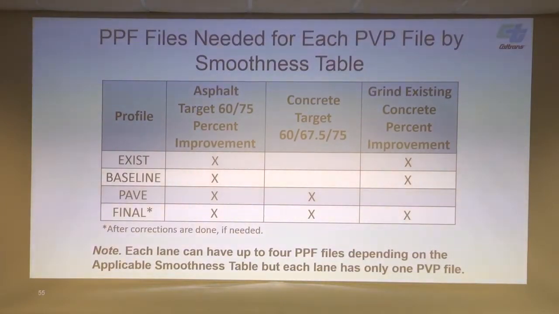Okay, so the pavement profiles needed are a function of the type of pavement we're building. If we're building HMA pavement or asphalt pavement, we have 4 profiles we have to get. If we're building a new concrete pavement, we don't really care about the existing or baseline. We just want the pave and the final. And if we're grinding existing concrete, the specs for grinding existing essentially say you have to get a 40% improvement over the MRI that's out there. So obviously we need to know the existing and we need to know the final. But we're going to ask for the baseline file because we know they're going to run that baseline. That baseline is going to be run after they do any slab replacements or anything.